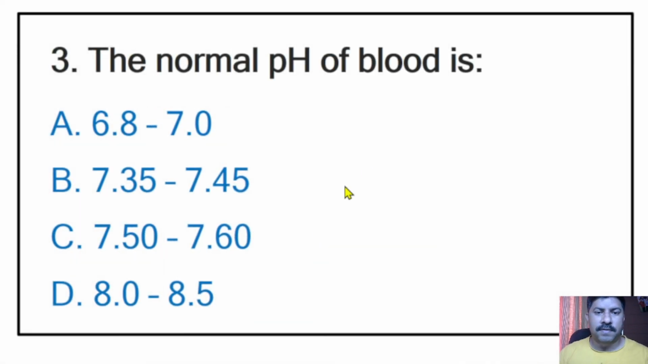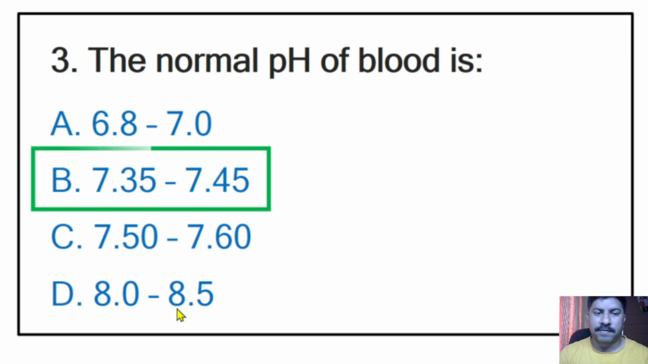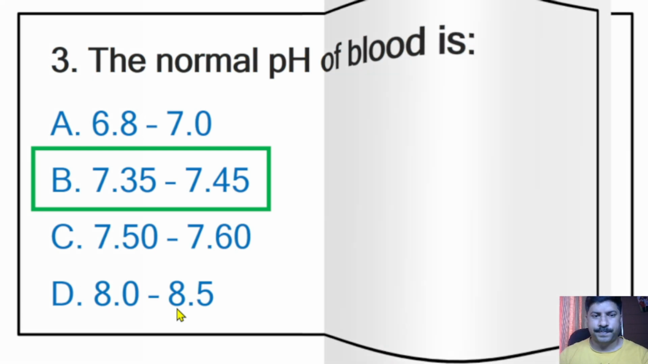The normal pH of the blood is 6.8 to 7, 7.35 to 7.45, 7.50 to 7.60, 8.0 to 8.5. The correct answer here, 7.35 to 7.45, that is, blood is slightly alkaline. If it is more than 7.45, it is called alkalosis. If it is less than 7.35, it is called acidosis.